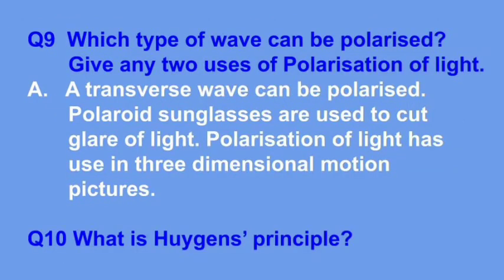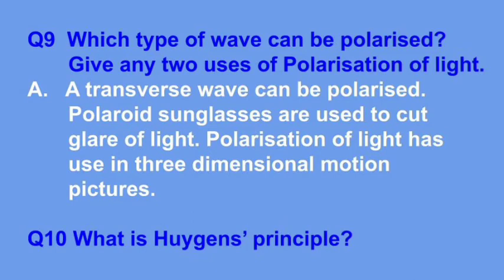The next question is about polarization, and that also is a basic question. Question number 9: which type of wave can be polarized? Give any 2 uses of polarization of light. The answer is, a transverse wave can be polarized. Now, uses. Polaroid sunglasses are used to cut glare of light. Polarization of light has use in 3-dimensional motion pictures. These are very common uses.